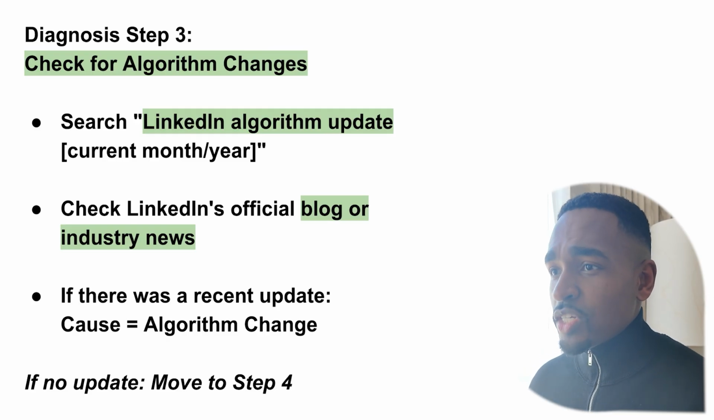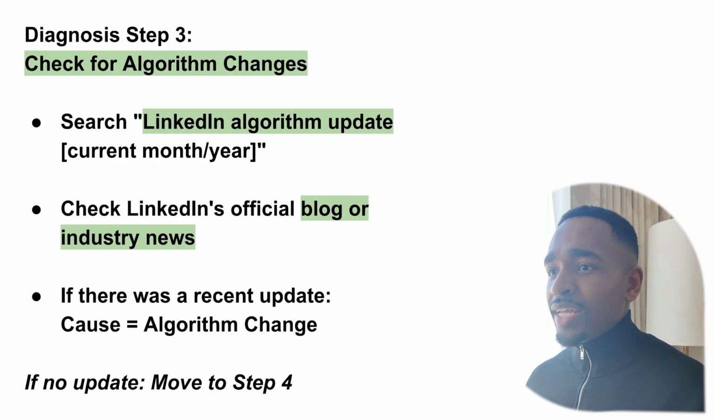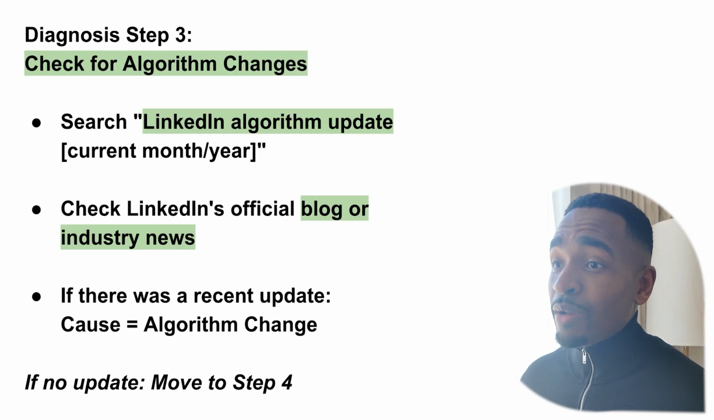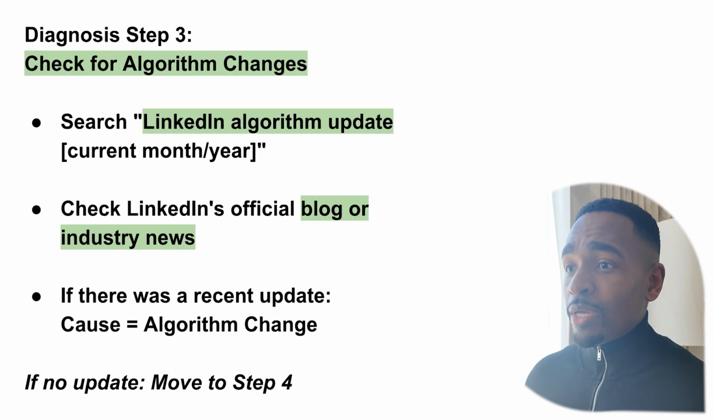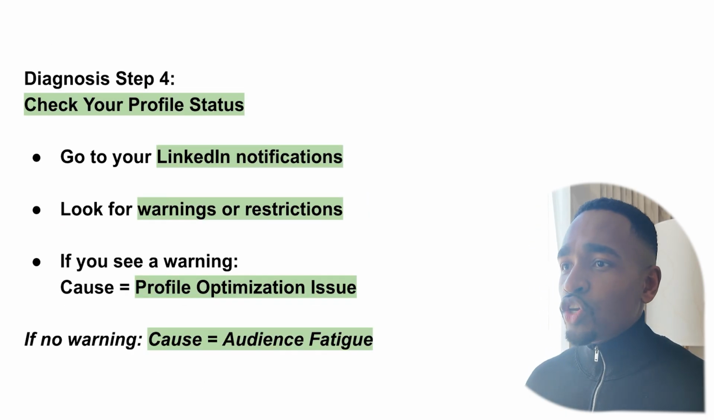But if your engagement is stable, then move on to step number 3, which is to check for algorithm changes. So you can actually just search LinkedIn algorithm update plus the current month and year, and check LinkedIn's official blog or industry news sites. See if there was a recent update, and if there was, you want to make sure that you're well aligned to their new rules. You need to basically adapt to the new algorithm, and this might mean posting at a different time or using different formats or focusing on engaging within a different time period.